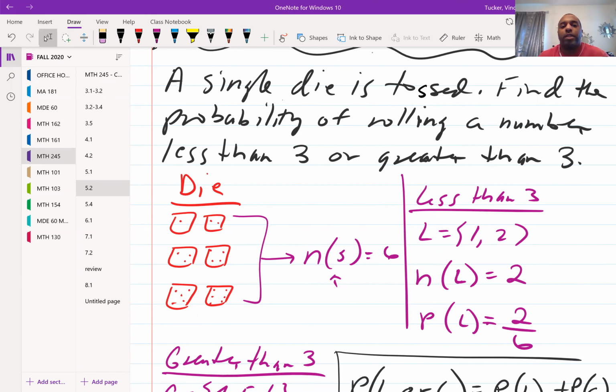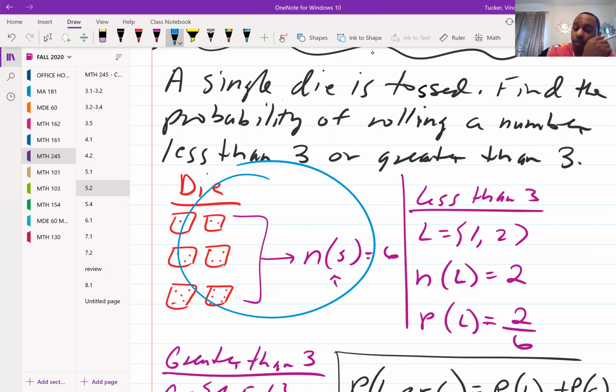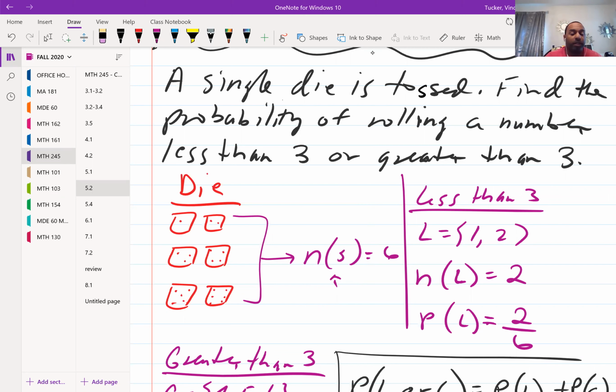So, once again, a single die is tossed. Find the probability of rolling a number less than 3 or greater than 3. Establish your sample space. This is what we did here. Remember, that's always your first move. There are 6 faces on the die, 1 through 6. So the number of outcomes in the sample space is 6.